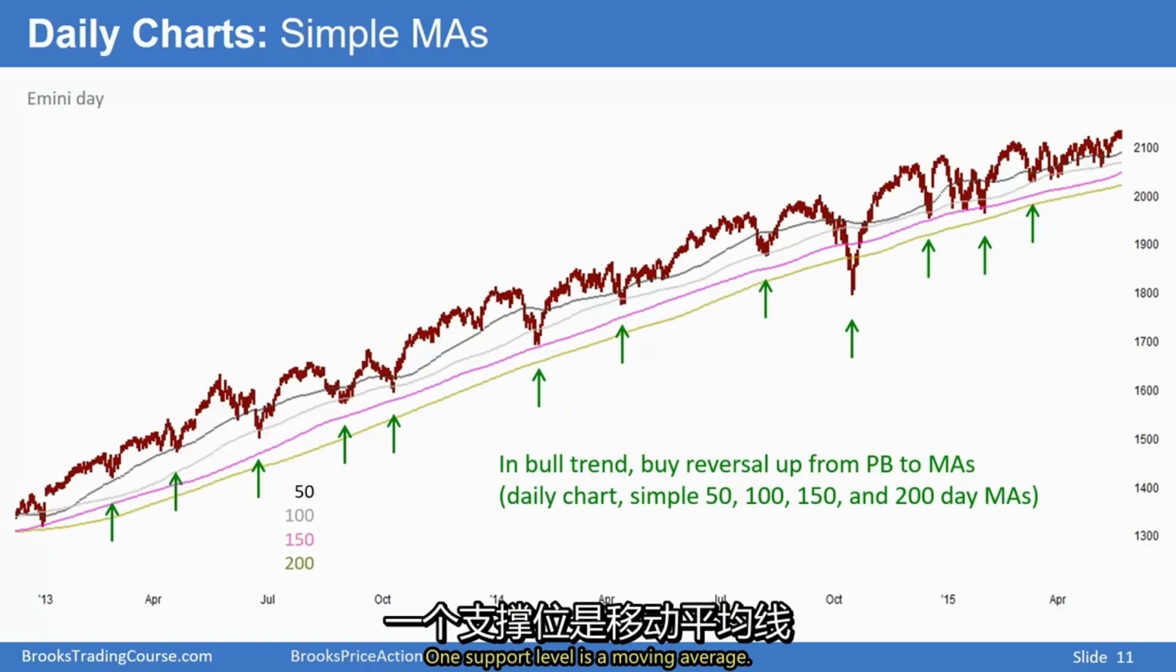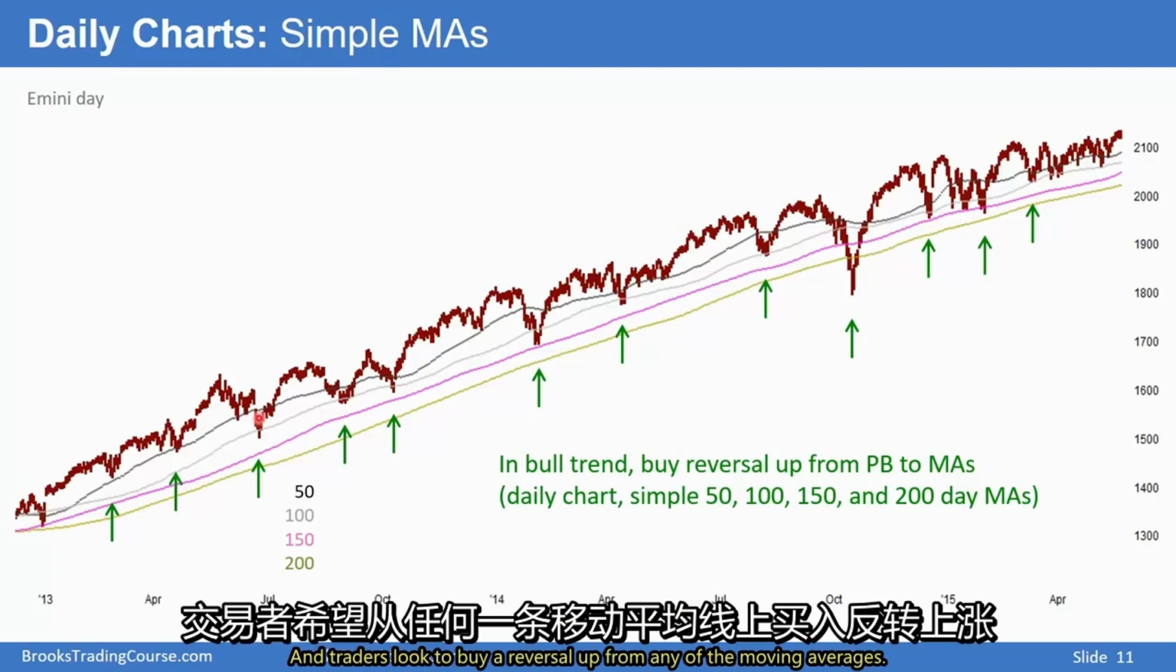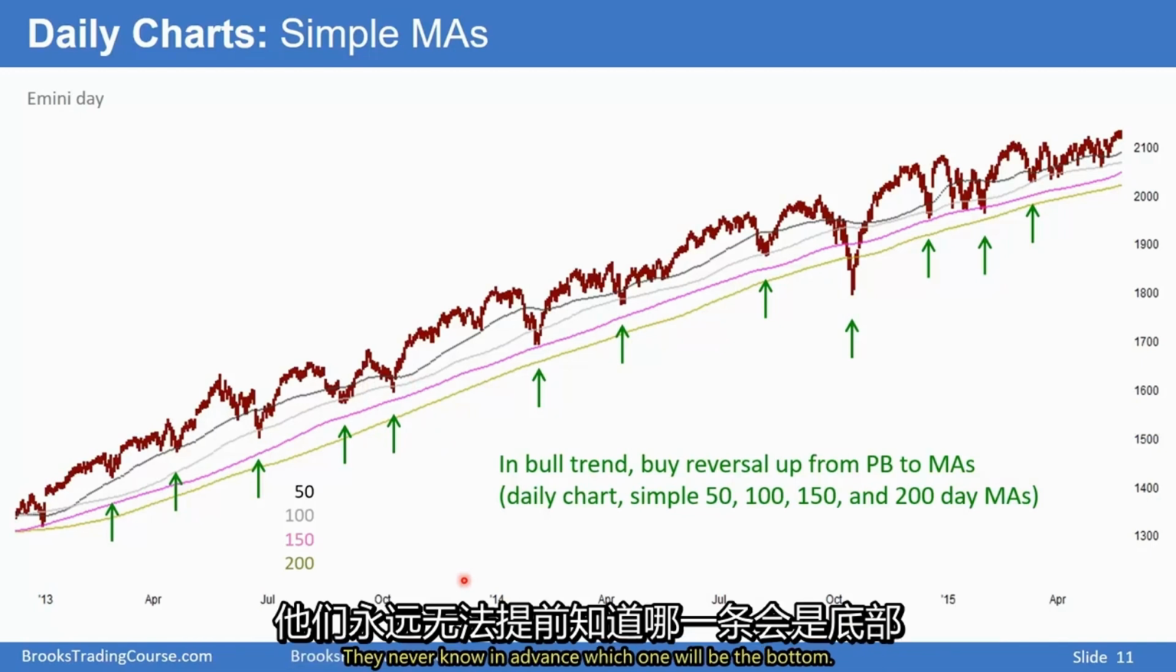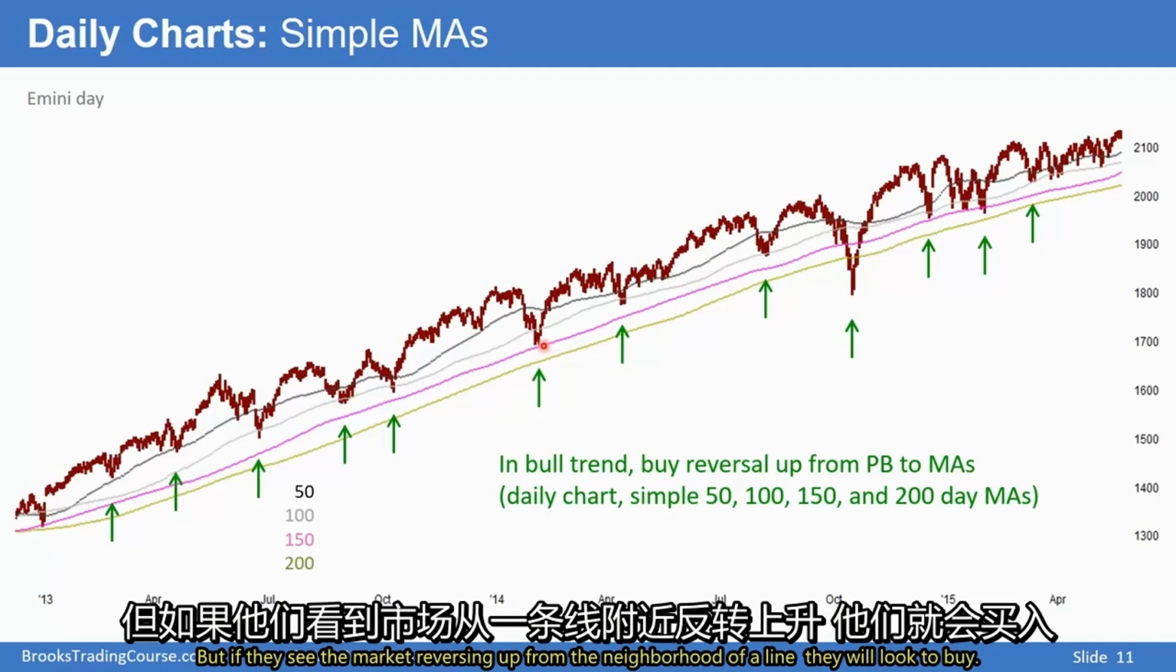One support level is a moving average, and traders look to buy a reversal up from any of the moving averages. They never know in advance which one will be the bottom, but if they see the market reversing up from the neighborhood of a line, they will look to buy.